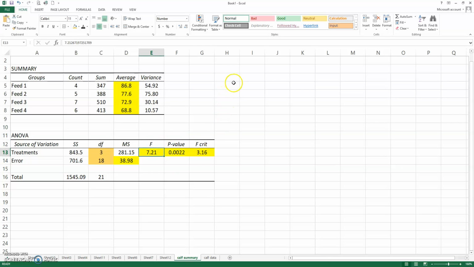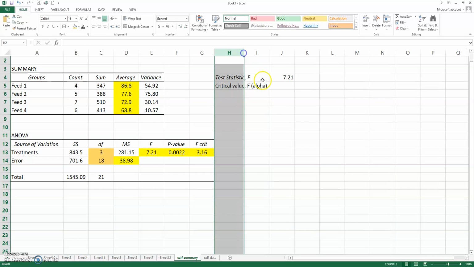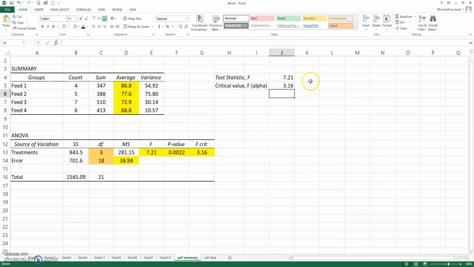This is our test statistic, the one we have calculated in previous chapters. It is 7.21. There is a calculation process for this, but we are more interested in analyzing and interpreting the results. We have a critical value of F alpha as well, and that is given to us as 3.16. Sometimes this value may not be given to you.